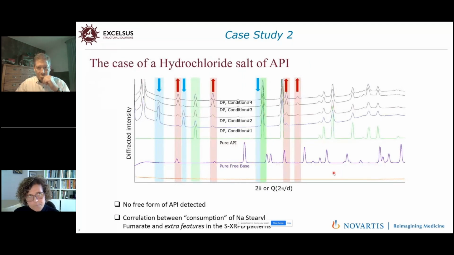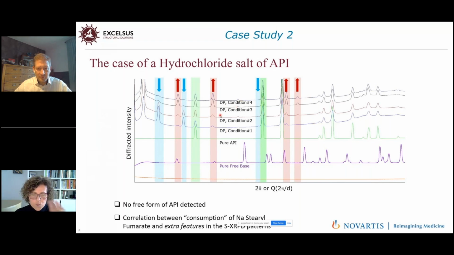And again, the power of a technique that gives you direct access to the crystal forms present in your sample is extremely powerful, because what we saw was that something was changing. It wasn't the free base. Look here, the free base reference. There was absolutely nothing in there. But we saw that something was going on.